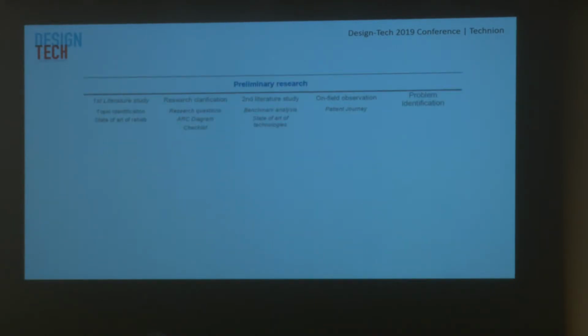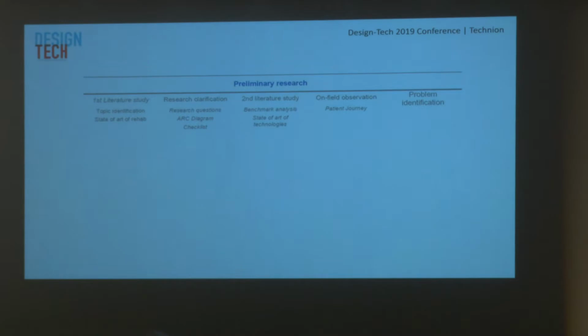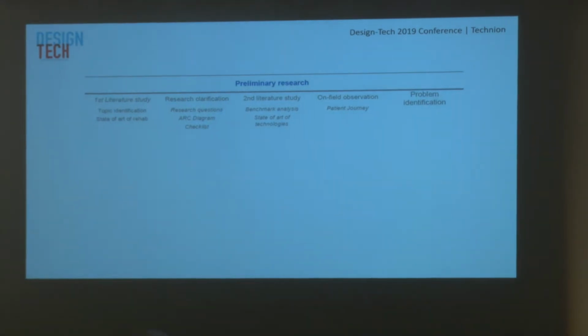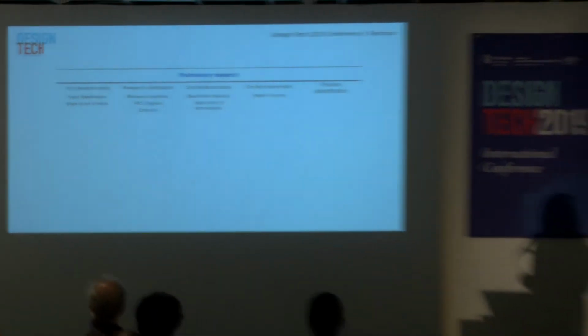So how did I conduct my research? I started with a preliminary research, not definitely on products, but started with a literature research. I tried to clarify what were the main points I wanted to address. And with a second literature study, trying to understand how the design of rehabilitative devices was treated by the different disciplines that are designing that at the moment.